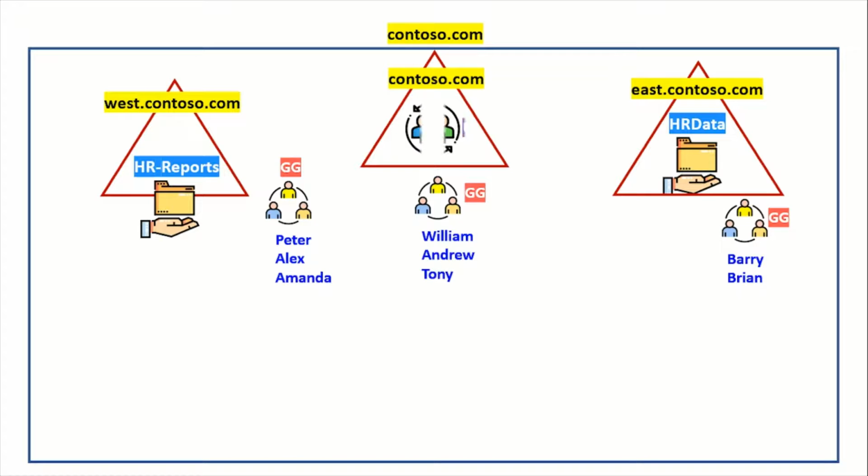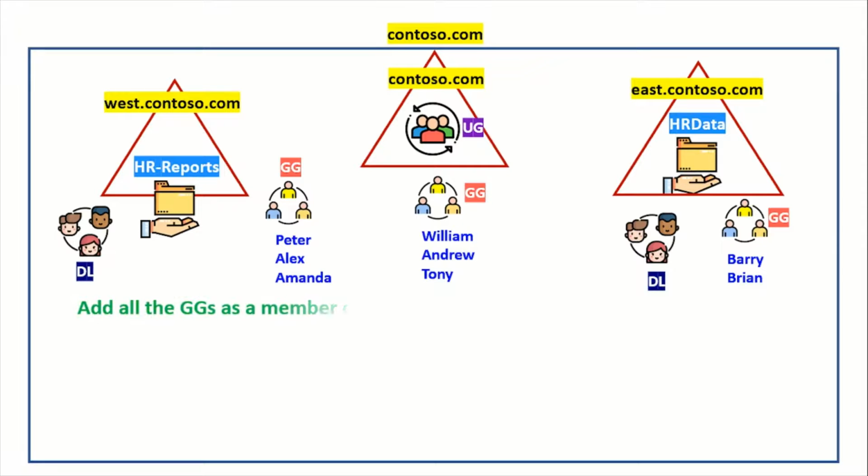The next step would be, we will create a universal group in contoso.com. And we need to create domain local groups in the domain in which we have the resources. So we have resources in east.contoso.com and west.contoso.com. Now let's see how permissions are assigned.